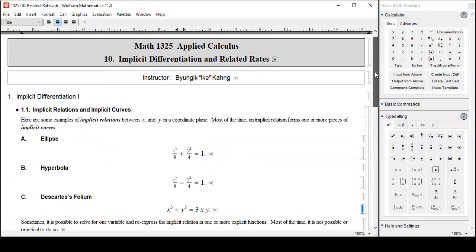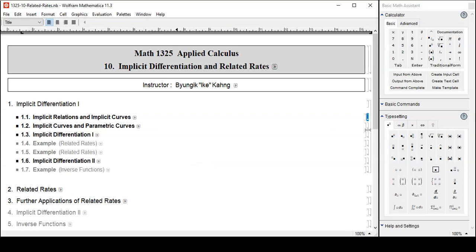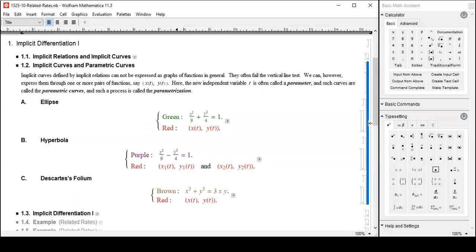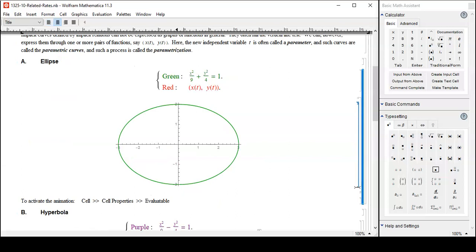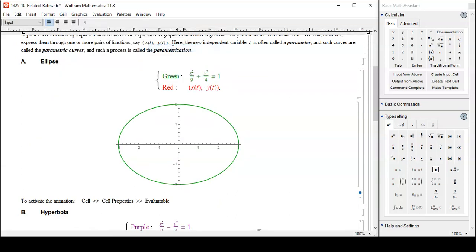Okay, we went through some examples of implicit relations and implicit curves. But then again, what do they have to do with calculus? What about so-called implicit differentiation? Well, let's answer that question, but in order to do that, let us dig a little bit deeper into these implicit curves. Let's take a slightly different viewpoint, which we call the parameterization. And here's an example of a parameterization and parametric curve.